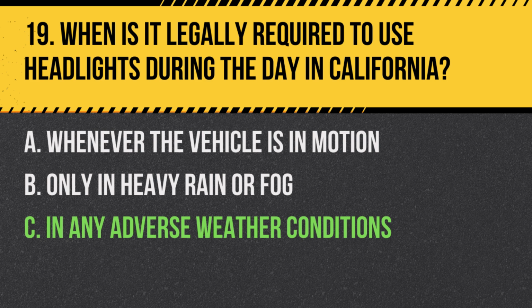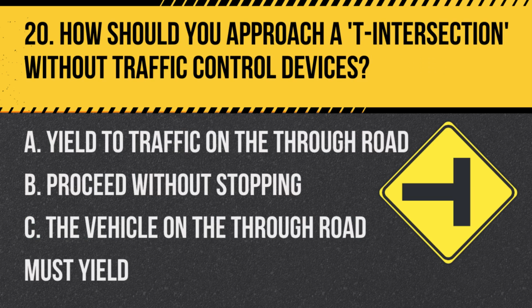In California, headlights must be used during the day when visibility is reduced due to adverse weather conditions. Question 20. How should you approach a T intersection without traffic control devices? A. Yield to traffic on the through road. B. Proceed without stopping. C. The vehicle on the through road must yield. Answer: A. Yield to traffic on the through road.